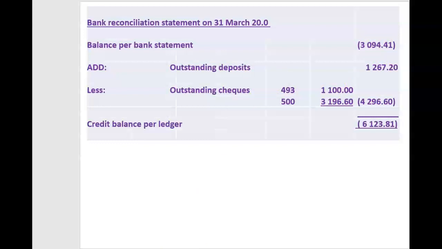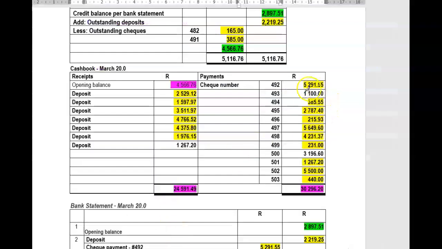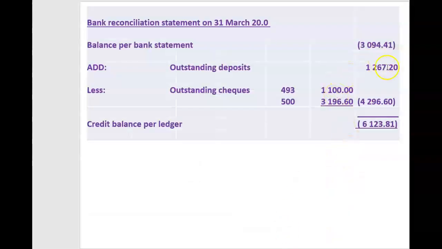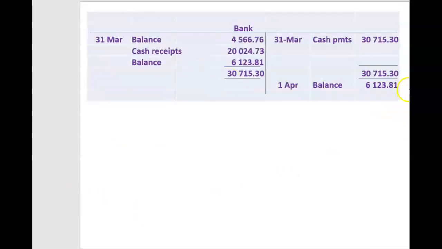Then outstanding checks. Well, we have two outstanding checks. We couldn't tick them off. It's check 493 as well as check 500, and that is those two amounts, 1,100 and 319,616. Gives us total outstanding checks 49,600, and when that is going to go through, that is going to adversely affect our bank account. So that works then out to credit balance as per ledger of 6,123.81, and if you go to your bank account, you see there that your closing balance is 6,123.81. So this thing balances, so I'm very happy.